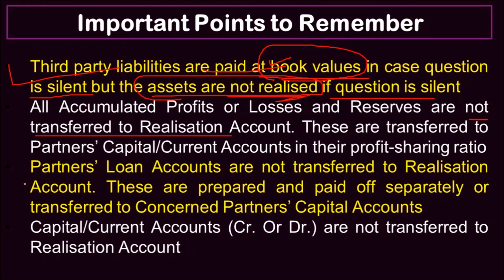Now let's talk about the next point. Partners' loan accounts are not transferred to realization account. That we have already understood. Why? Because these are second party liabilities, not third party liabilities. After making the payments to third party liabilities, if any is left, only then the partners' loans are paid. These accounts are prepared and paid off separately or transferred to concerned partners' capital accounts. If we do not have the money, then the balance of partners' loan account is transferred to concerned partners' capital accounts. Now at last, capital or current accounts' credit or debit balances are not transferred to realization account. Why? Because these are also second party liabilities.